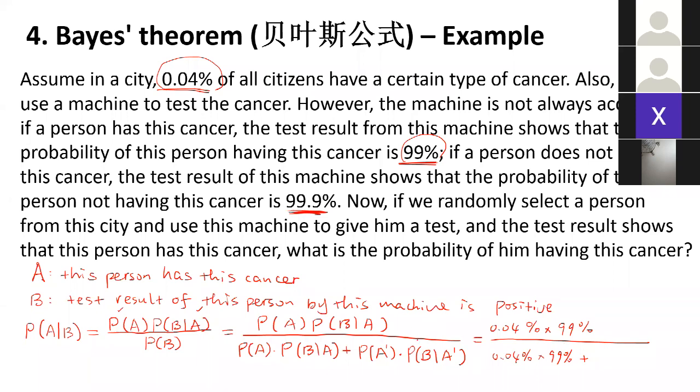Next part, the probability of A prime, that means 1 minus 0.04%, right? The second part is if the person does not have this cancer, the probability of giving a positive, this is 1 minus 99.9%, right? Okay, so we have all the numbers we need, and we can calculate the final result, which is 0.284. So this is the conditional probability we are looking for.